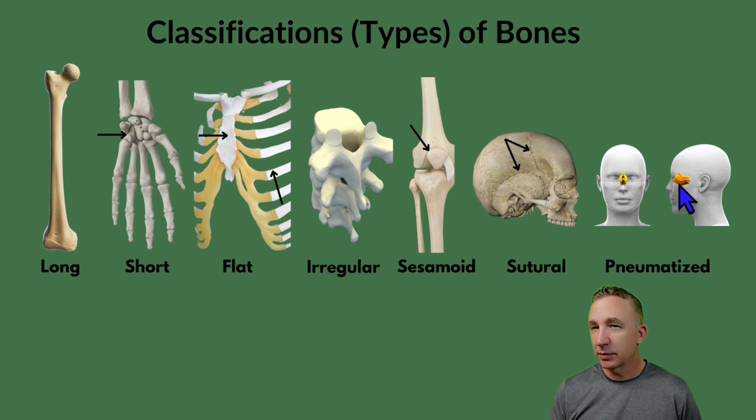We'll see in other types of bones, the temporal bone has a landmark called the mastoid process. That has air sacs to it. So it's unique in the sense of how it's developed. So I have long, short, flat, irregular, sesamoid, sutural, and pneumatized. These are shapes, and we describe them as classifications of bones or types of bones.